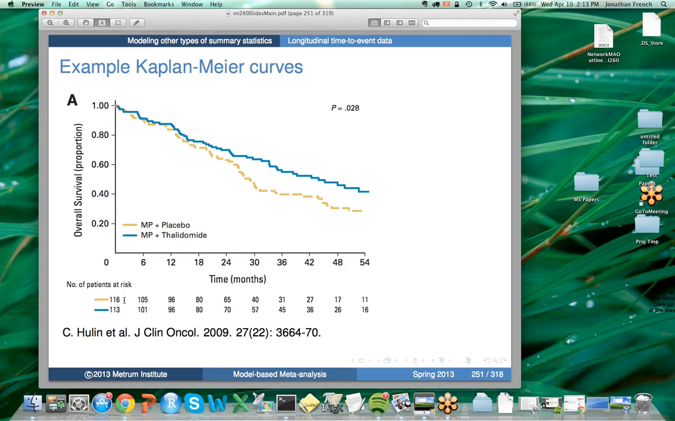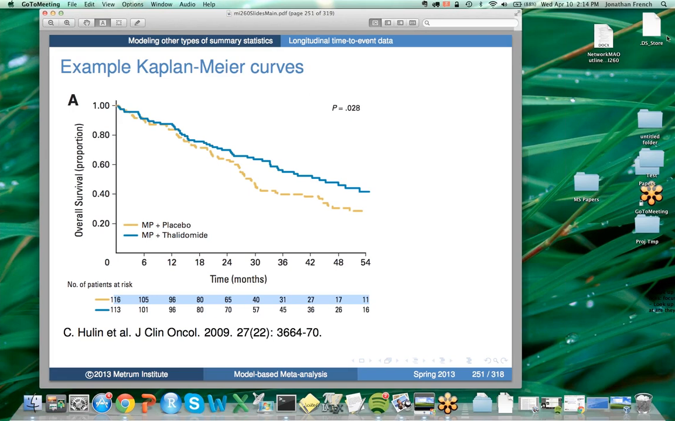So in the placebo group, we start out with 116 patients at risk. At the 6-month time point, we've had some patients drop out and some patients have had events, and so only 105 patients are at risk at 6 months. As we get on to 12 months, 96 patients are at risk, and so on out to the end of the study where only 11 patients were at risk for dying. And that's going to be important as we talk about some of the methods for analyzing these data, being able to keep track of the number of patients that are at risk for an event over the duration of the study.